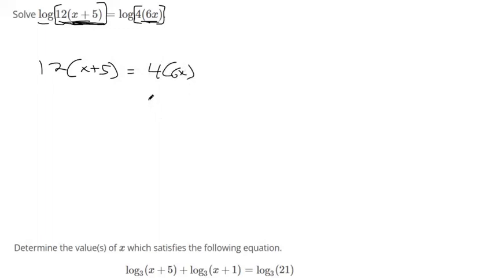12 times x plus 5, that's got to equal 4 times 6x. That's a much easier equation to solve, right? Distribute the 12, multiply 12 to everything on the inside, multiply that 4, subtract that 12x from both sides, and then divide 12 from both sides. 12 to 4 to 6, 4, 8, 56, that's 5. So x equals 5 is our solution, okay?